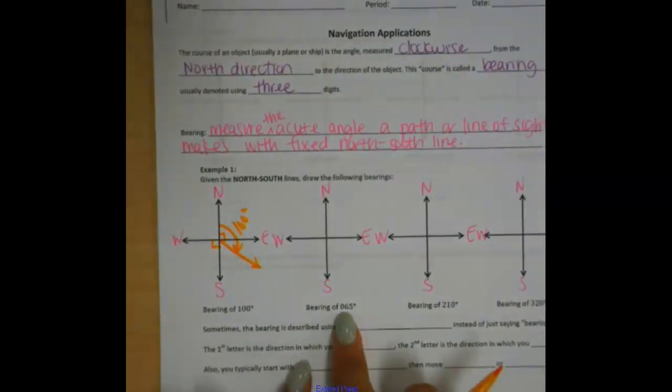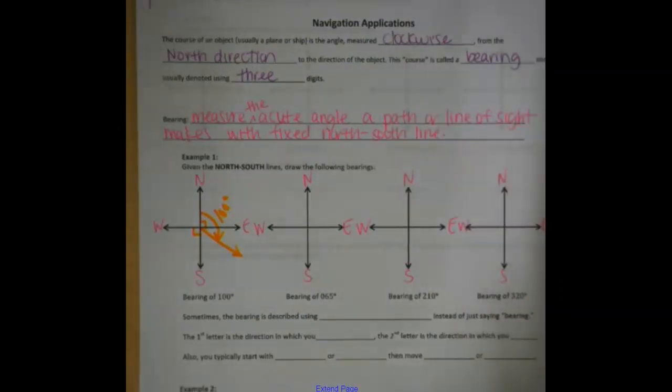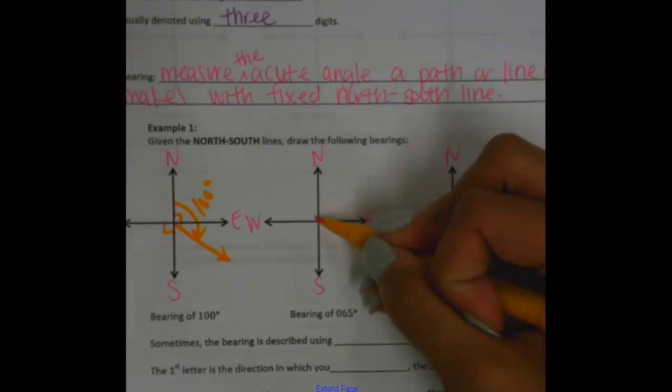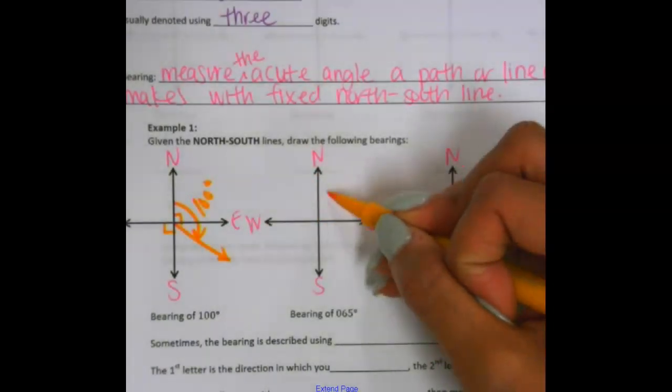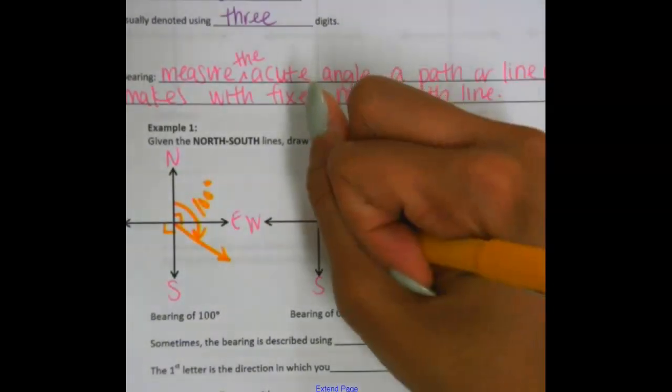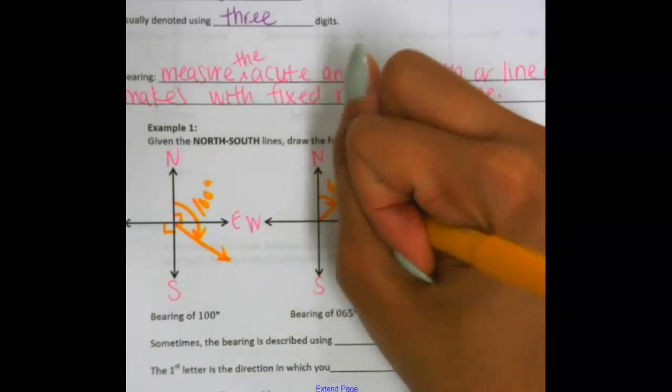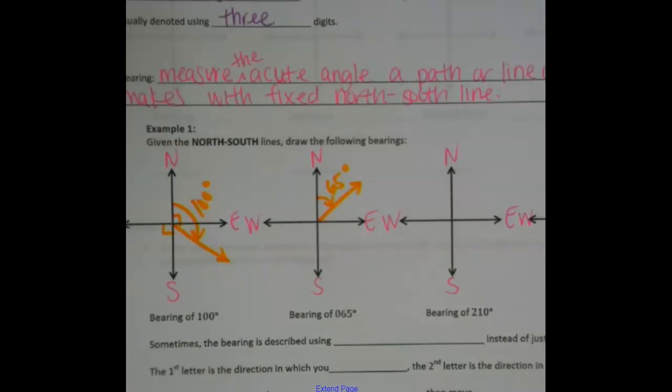We're going to do the same thing for 65 degrees. Even though the 0 is there, it's still 65 degrees. So again, we're going to start with our north line, and we're going to go around clockwise to 65. Well, 65 is going to be less than 90, so I'm just going to put 65 degrees right here. And of course, I don't have a protractor to actually measure it, but it'll be close.